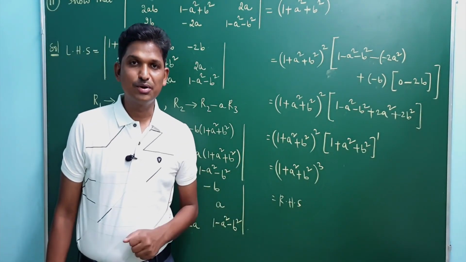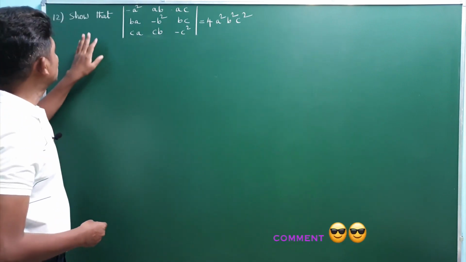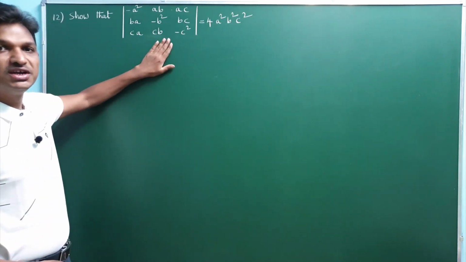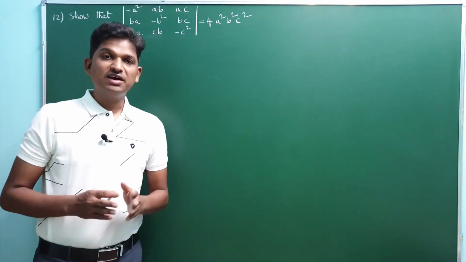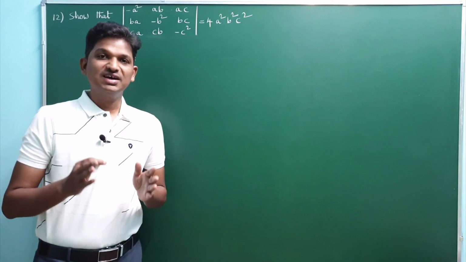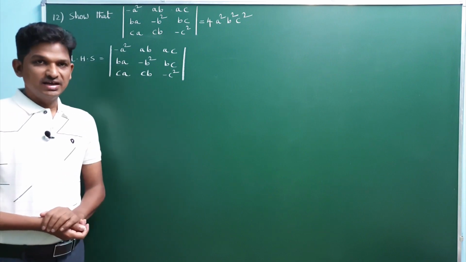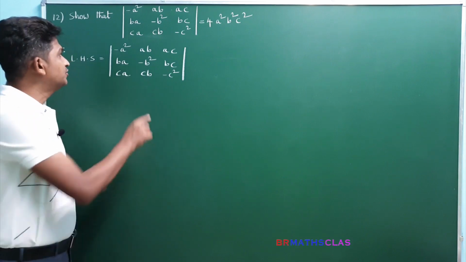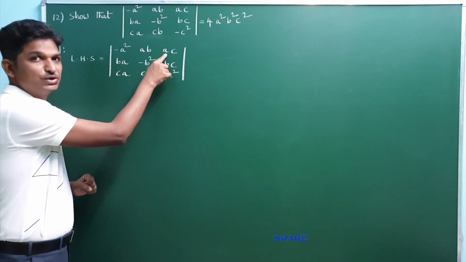Now we will see the next problem. You see this question number 12. We need to show that the value of this determinant is 4 times a square, b square, c square. Compared to the last problem, this problem is very easy. To do this problem, first I'll consider LHS. You observe here, I considered LHS. You observe this first row: here A is there, here A is there, here also A is there.